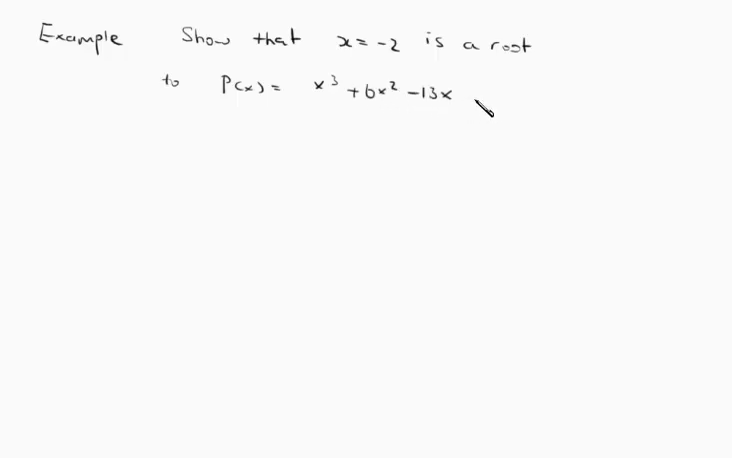Example: show that x equals minus 2 is a root of p(x) = x to the power of 3, plus 6x squared, minus 13x, minus 42, equals 0. Hence, find the other roots. So root means x-intercept, right?